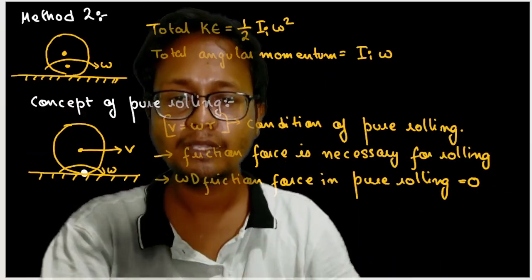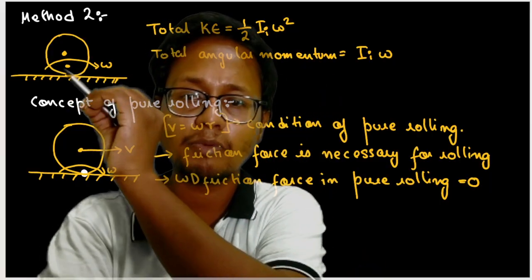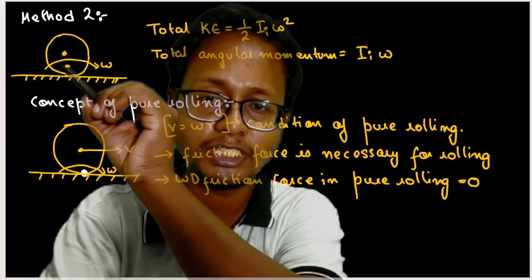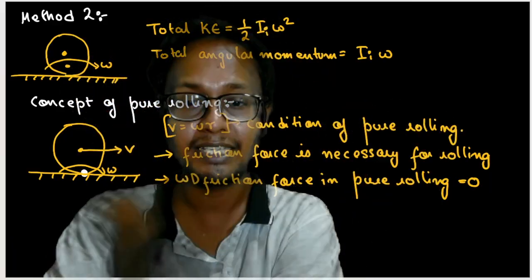And method 2 is nothing but analyzing your kinetic energy and momentum from the instantaneous axis of rotation. If you take your moment of inertia about this point, you directly write the angular velocity out here. You need to put the pattern of linear velocity.